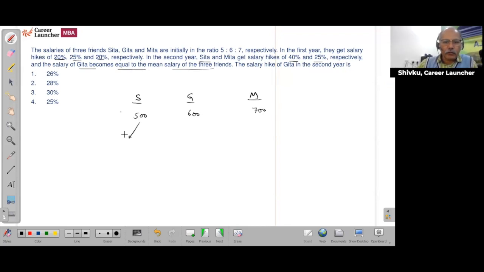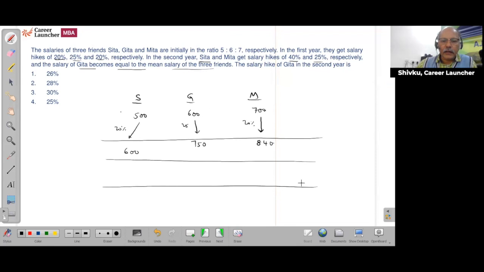So in the first year, Sita has a 20% hike. So it is going to become 600. Geeta has a 25% hike. So that becomes 750. And Meeta has a 20% hike. That becomes 840. In the second year, this is going up by 40%. So it will go up, it will become 840. And this Meeta's is increasing by 25%. So 840 plus 210, 1050.